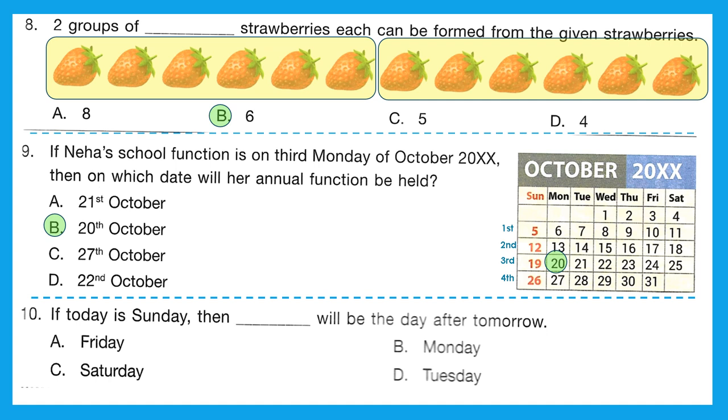Question 10. If today is Sunday, then dash will be the day after tomorrow. It is clearly said that today is Sunday. So what would be tomorrow? It will be Monday. And what would be the day after tomorrow? It will be Tuesday. So our correct option is option D.